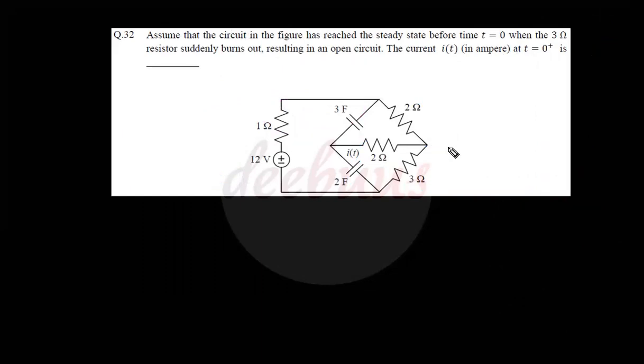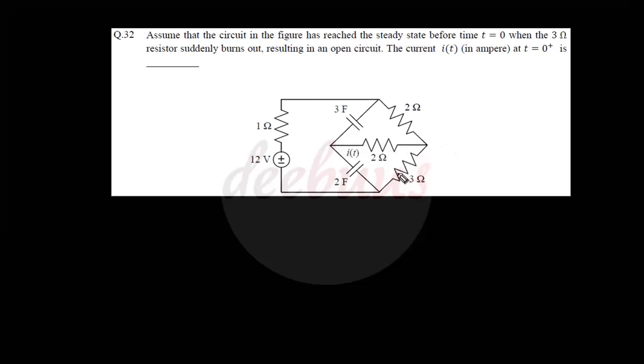Now, moving to the second question, it's a 2-mark question. Assume that the circuit in the figure has reached the steady state before time t equal to 0, when the 3 ohm resistor suddenly burns out, resulting in an open circuit. The current I of t in ampere at t equal to 0 plus is, current is given in this side, that is through 2 ohm.